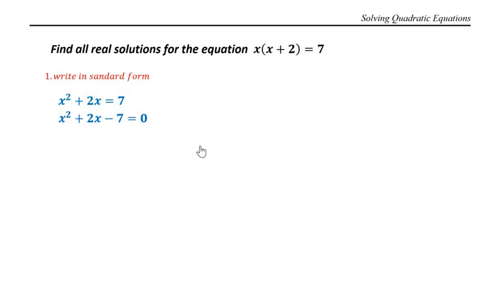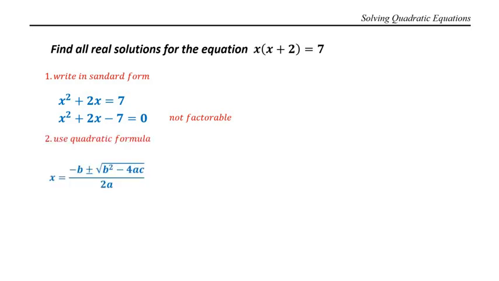Now, normally, our next step would be to factor, right? But this is not factorable. And so in this case, we are going to use the quadratic formula. Now the quadratic formula is x is equal to negative b plus or minus the square root of b squared minus 4ac over 2a.